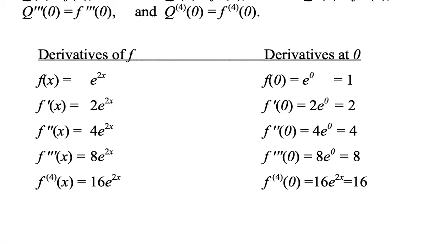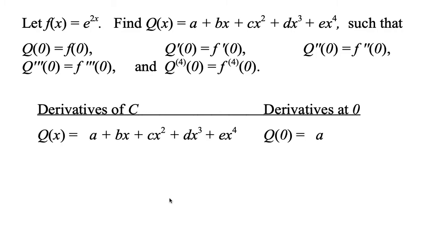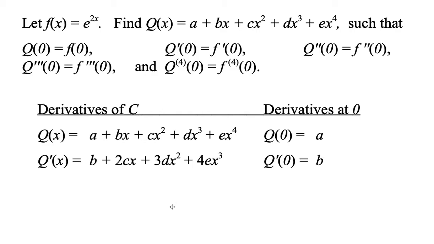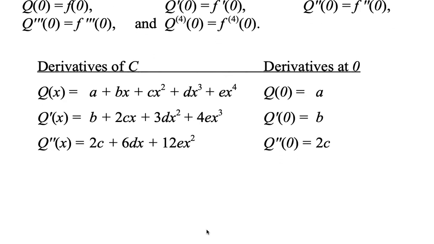Now let's do the same thing with q of x. Again, let's evaluate q at 0. Since all the terms except the first, a, contain a variable x, plugging in 0 gives us just a. The first derivative of q is b plus 2cx plus 3dx squared plus 4ex cubed. Substituting in 0, all the terms except the b disappear. The second derivative is 2c plus 6dx plus 12ex squared. Again, substituting in 0, we're left with just the constant term, 2c.